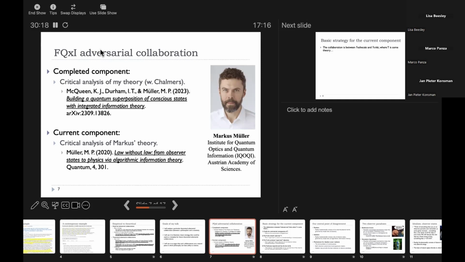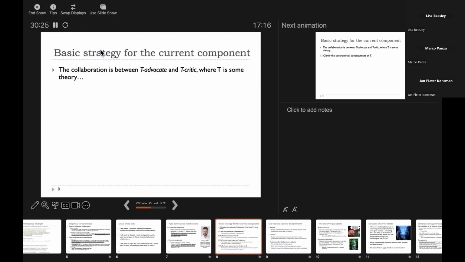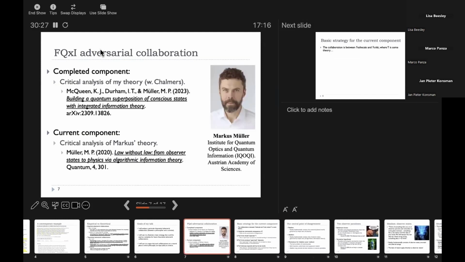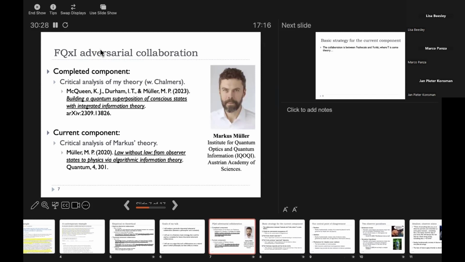Okay, 20 minutes in. So first of all, template. What are we doing? Just to go back, with regard to the completed component, we didn't really have any template to follow. We didn't have a strategy. We just sort of went at it. And it was nice that we came up with something.